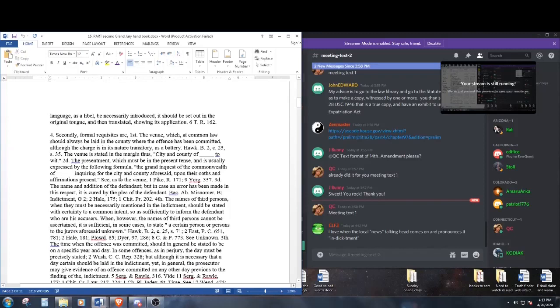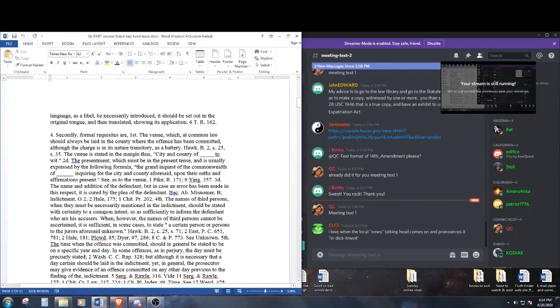2nd, formal requisites are, first, the venue. That's what I said before. So what county are you in here? Which at common law should always be laid in the county where the offense has been committed, although a charge of this nature historically is in a nature transitory, as battery. The venue is stated in the margins. They used to be up and down the side of the papers.